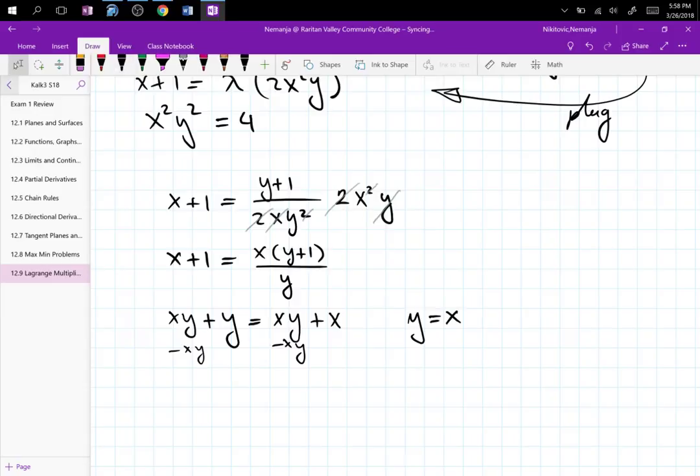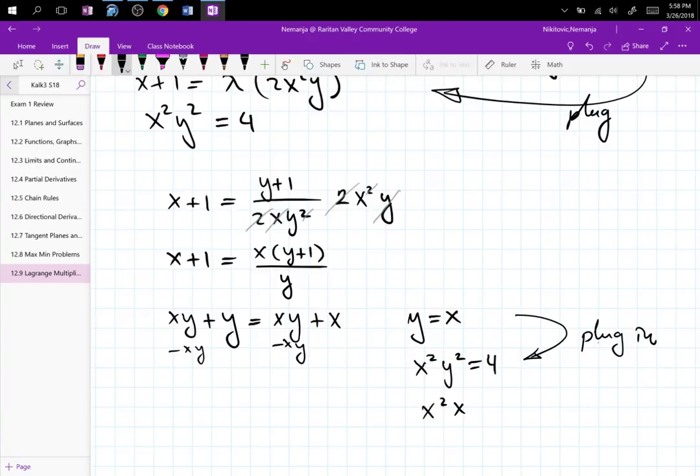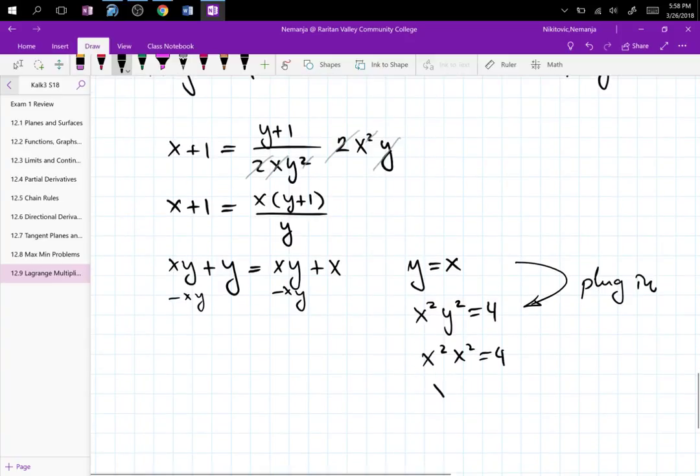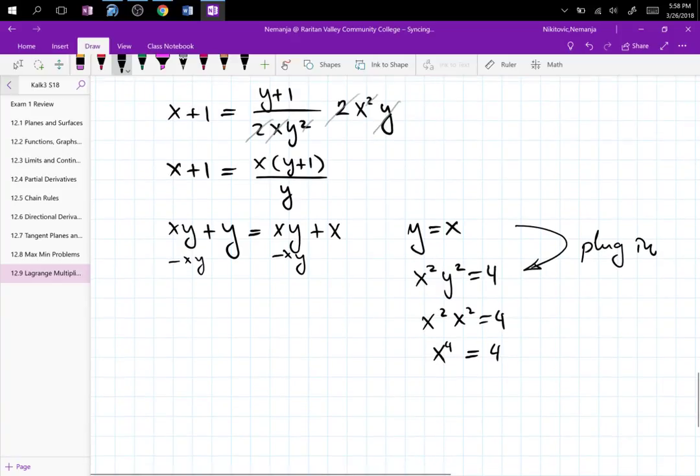When you get something like this, you're technically done. Because now I have that y is equal to x, and I also have that x squared y squared is equal to 4. So what I can do is replace my y with x. So now plug in again and obtain x squared times x squared equals 4, which is x to the 4th equals 4. Taking the square root of both sides will give me that x squared is equal to plus or minus 2.